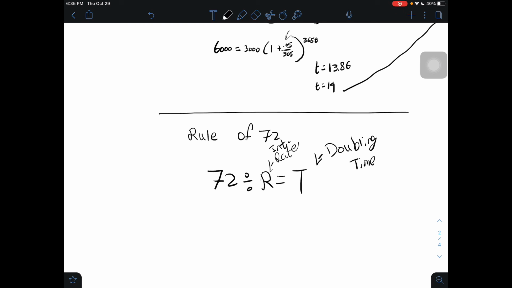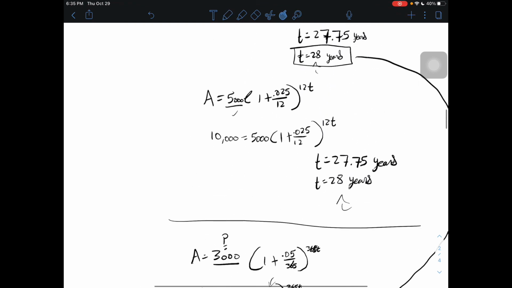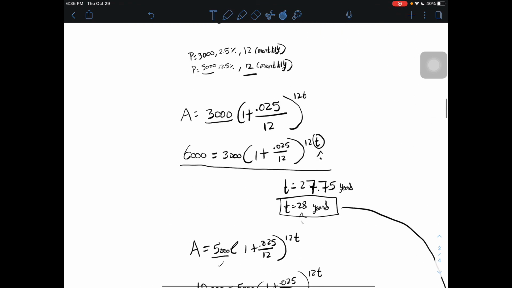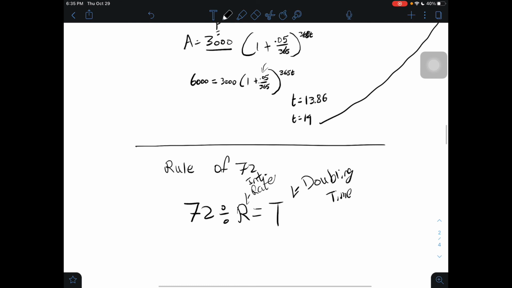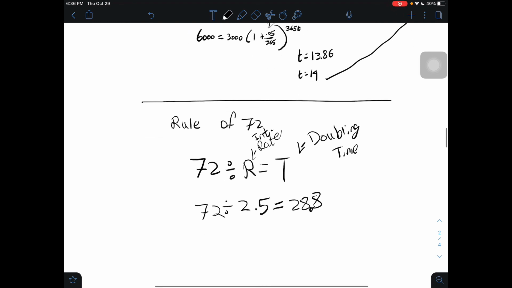So now let's start with our initial equation, which was P equals 3,000, and our interest rate was 2.5. So we have 72 divided by 2.5 is going to equal our doubling time. 72 divided by 2.5 is about 28.8. So that's going to be our doubling time with an interest rate of 2.5%.